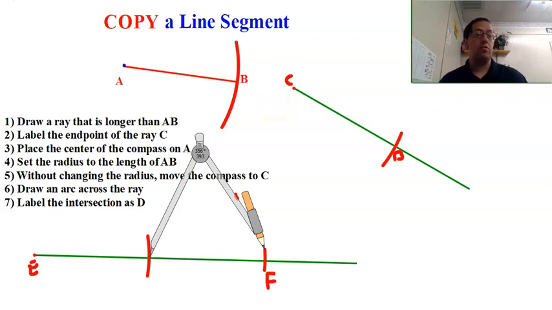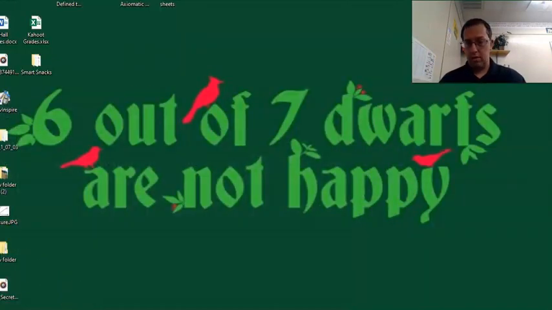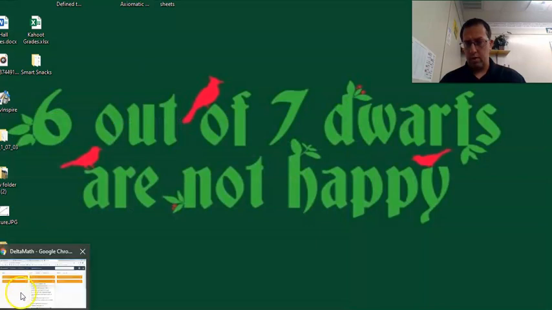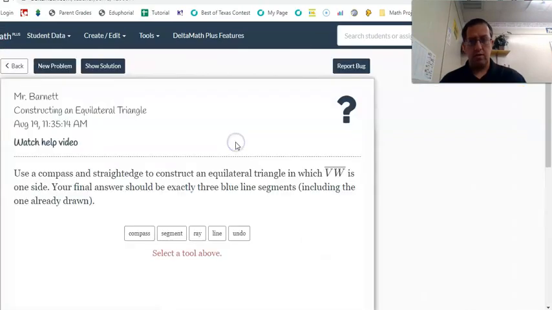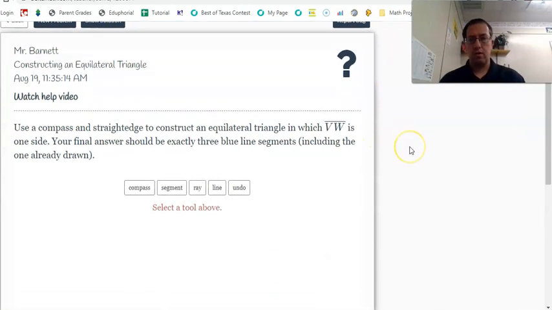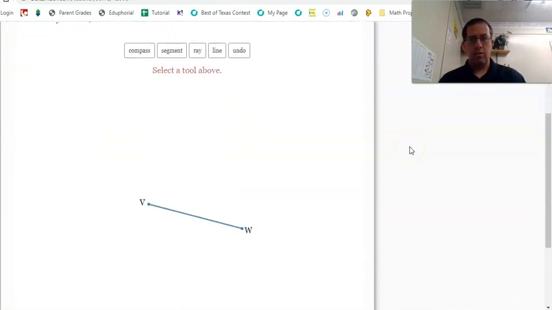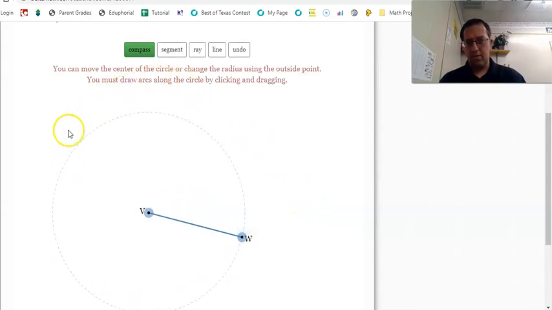Other things we can do with this. We can actually use this to draw equilateral triangles. This is one that y'all will be doing, and we're going to do this one in Delta Math. So I'm going to use Delta Math to construct an equilateral triangle where all three sides are the same length as segment VW. First I'm going to get a compass. I'm going to center it on V, and take the other dot, this is my radius, and put it on W. You can see there's a very light dotted circle there. I put my pencil on it, you can see a little bit better.